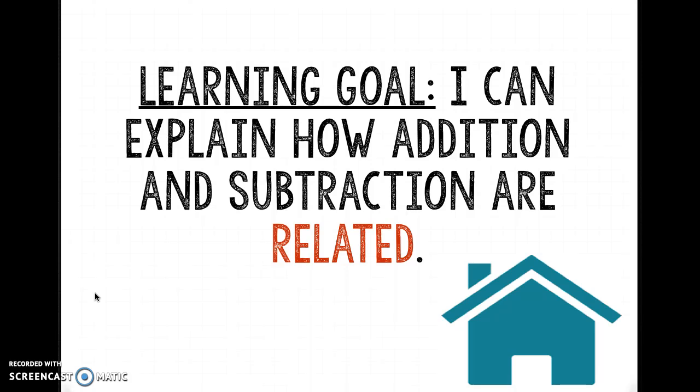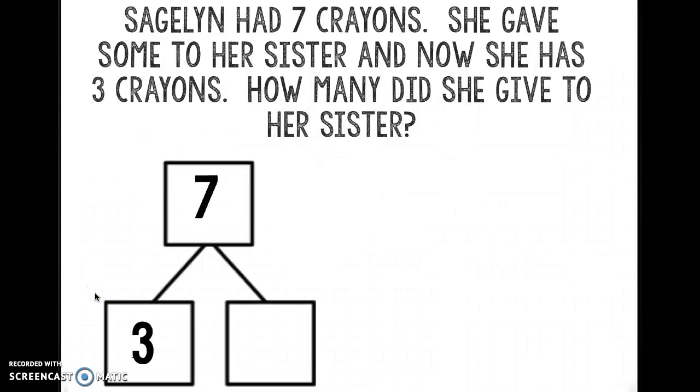Our learning goal was I can explain how addition and subtraction are related or in the same family and how they stay together. So what I want you to do is either in your math journal or on a dry erase board, you're going to solve this next problem. You're going to take a picture of it and send it on Seesaw to your teacher when you're done. So here we go. It says Sagelin had 7 crayons. She gave some to her sister and now she has 3 crayons. How many did she give to her sister?